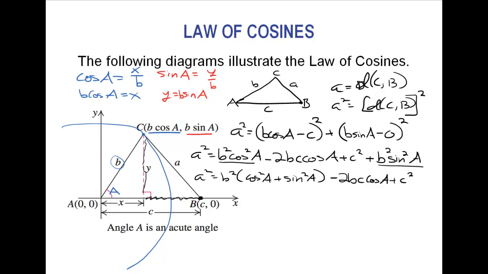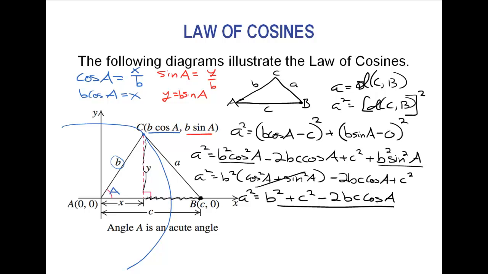And now what is cosine squared plus sine squared? Doesn't matter what the angle is, cosine squared plus sine squared just equals 1. So that goes away, and you're left with simply b squared plus c squared, I just moved this one in front, minus 2bc cosine a. That's equal to your a squared. And there is the first version of the formula.